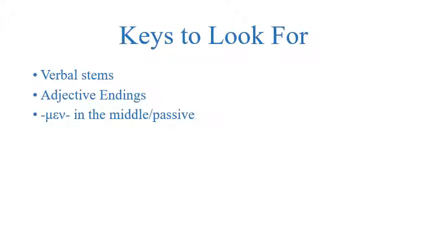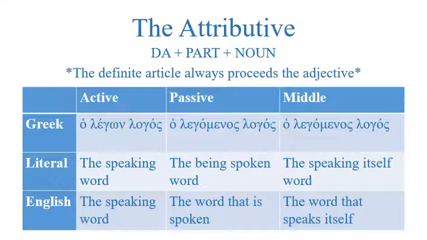We have three keys to look for when it comes to the participle. First of all, we want to look for a verbal stem, that is something that looks like one of our verbal vocabulary words. Second of all, we want to look for our adjective endings, which in many cases are identical to the definite article. And finally, we want to look for men, which shows us that it's middle or passive present participle.